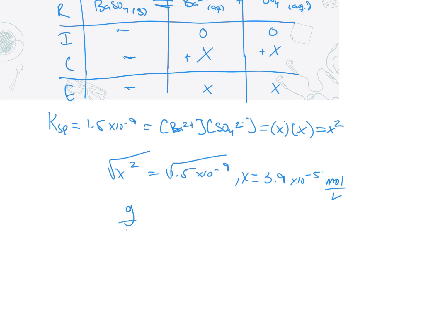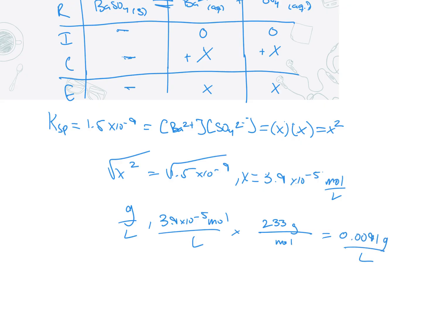Now in grams per liter, this is going to be 3.9 times 10 to the negative 5th moles per liter times the molar mass of barium sulfate, which is about 233 grams per mole. I'm not going to write the entire thing, but this is going to be equal to 0.0091 grams per liter. So I can dissolve 0.0091 grams of barium sulfate in water per 1 liter of water before it starts to precipitate.